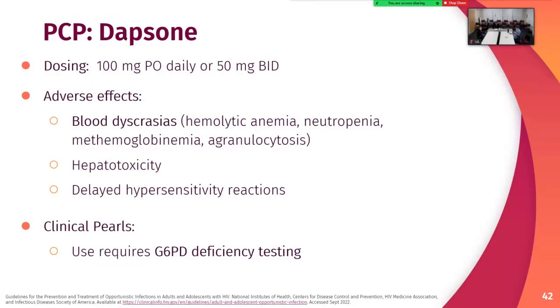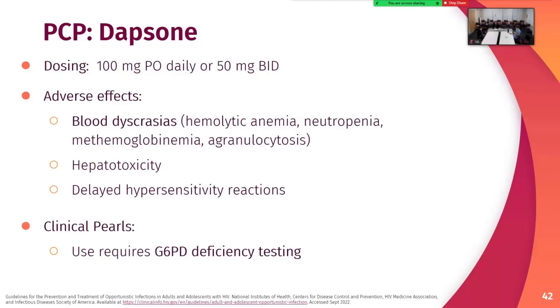So moving into our second line agent that we typically think about after Bactrim, this is going to be dapsone. Its dosing is 100 milligrams per day or 50 milligrams twice a day. The main adverse effects to think about are mainly blood dyscrasias, particularly hemolytic anemia, neutropenia, methemoglobinemia, or agranulocytosis.